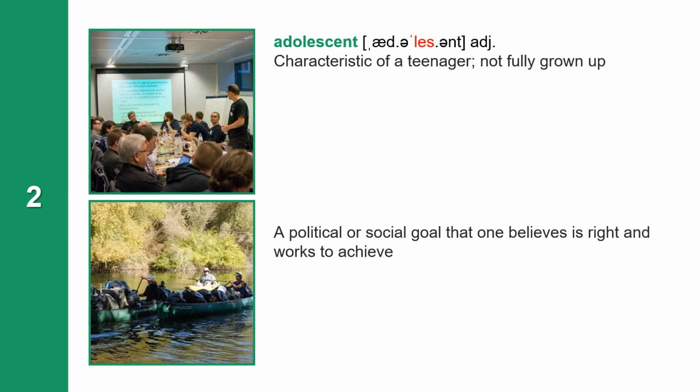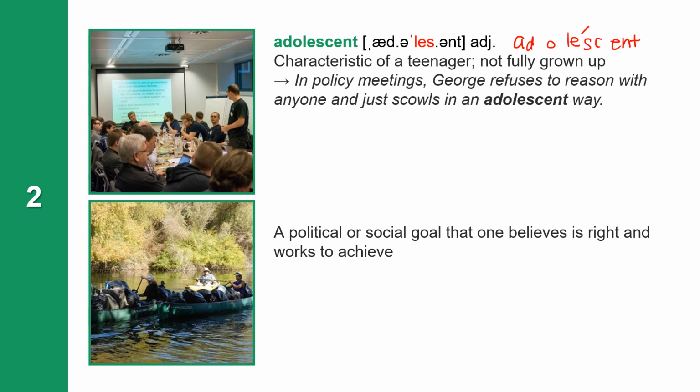Adolescent. Adolescent is an adjective. It has four syllables: A-D-O-L-E-S-C-E-N-T, with the stress on the third syllable, adolescent. Adolescent means characteristic of a teenager, not fully grown up. In policy meetings, George refuses to reason with anyone and just scowls in an adolescent way.